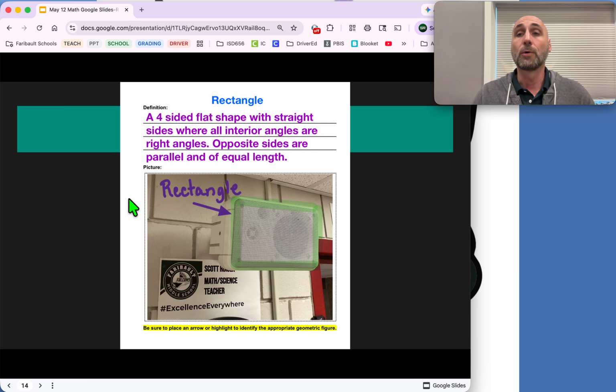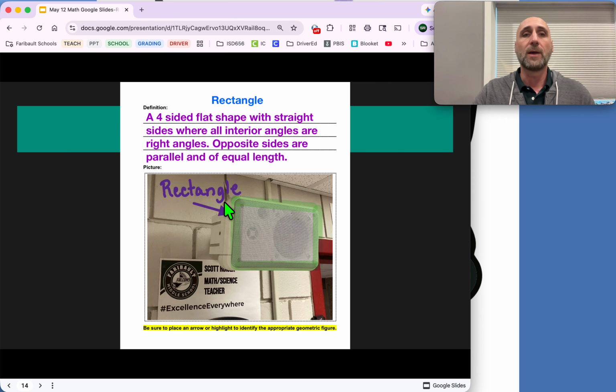Now we're going to be staying in the room, and you're looking for objects. You cannot draw it on paper. You can't draw it on a whiteboard. You're looking for objects that fulfill the definition of what the term is. So in my case, a rectangle. And I noticed right away that one of the speakers hanging up in the room has a face on it that is a rectangle shape.